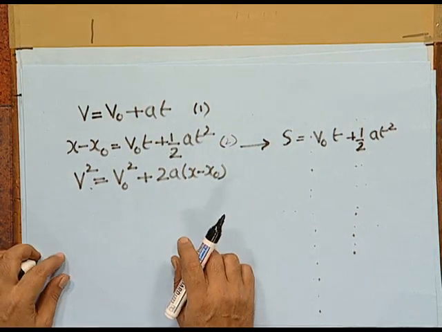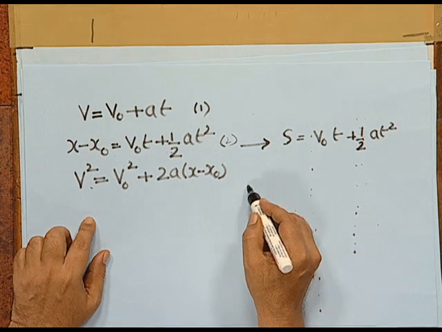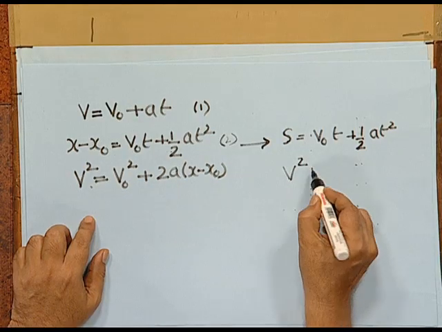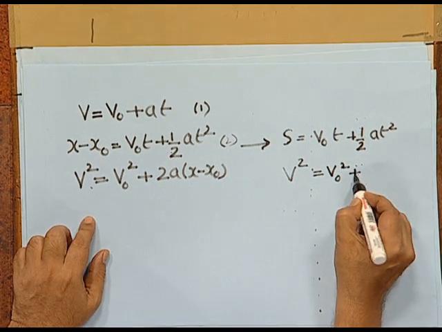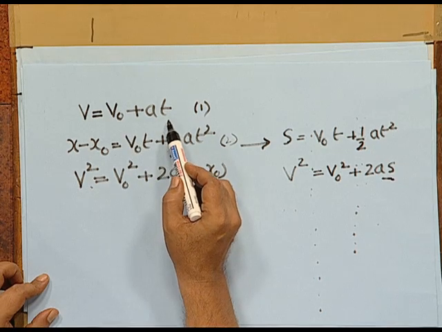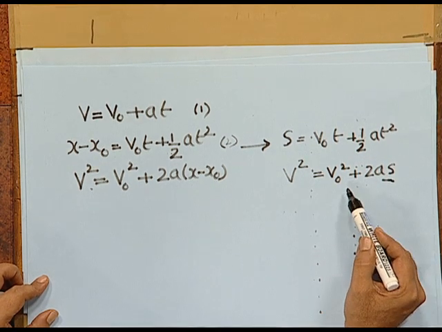The third equation, which we obtained as a combination of equations 1 and 2, is v squared is equal to v naught squared plus 2a into (x minus x naught). Again, in the modified form where x minus x naught is represented as s, it becomes v squared is equal to v naught squared plus 2 times a into displacement, where s refers to x minus x naught, which is the displacement. The kinematic equations for constant acceleration are v equals v naught plus at, s is equal to v naught t plus half a t squared, and v squared is equal to v naught squared plus 2as. We will see the applications of these equations of motion in one dimension in the next class.